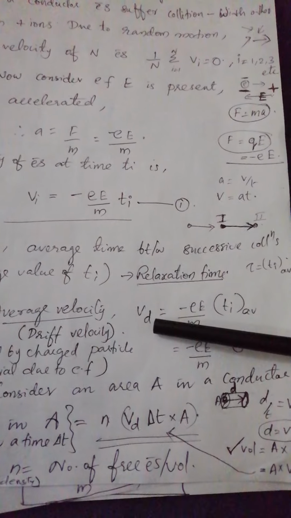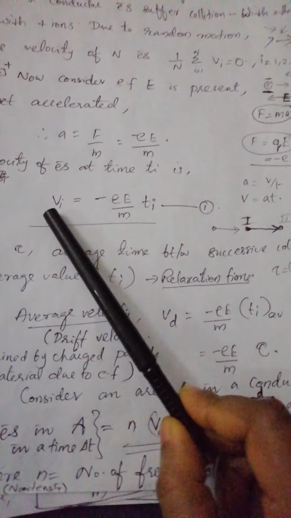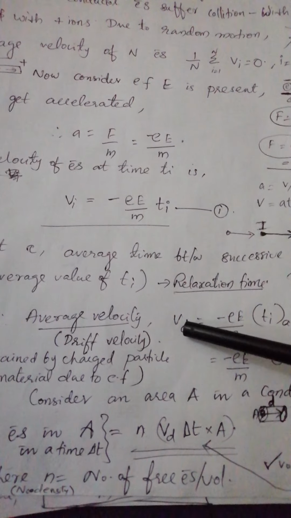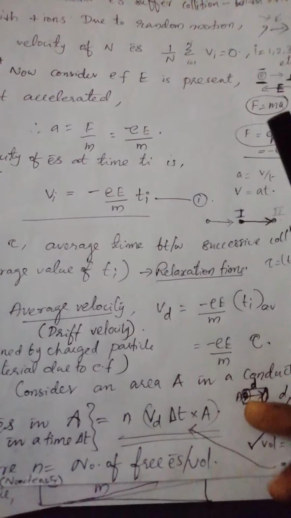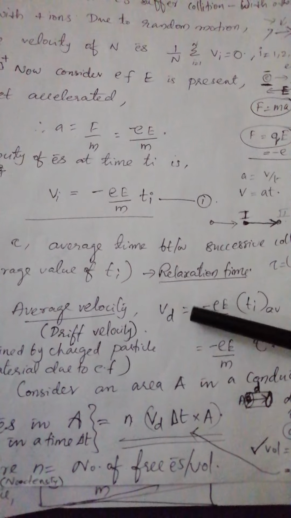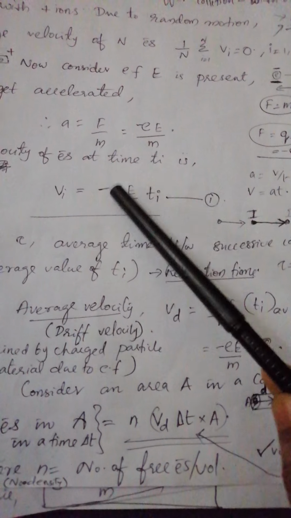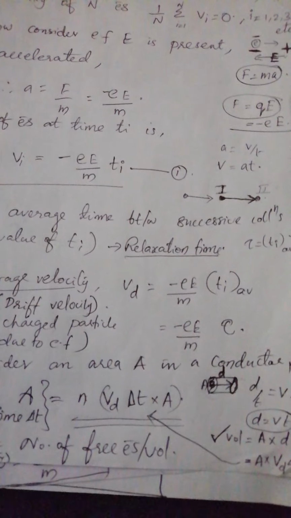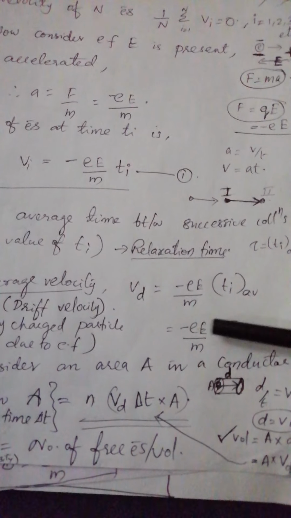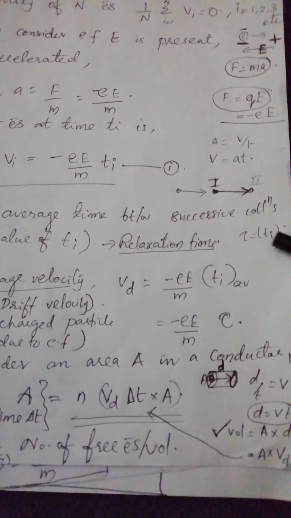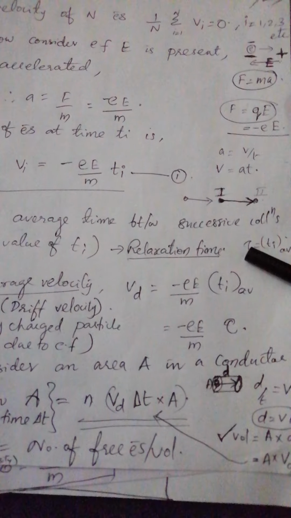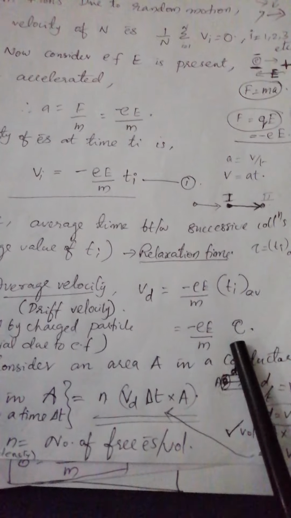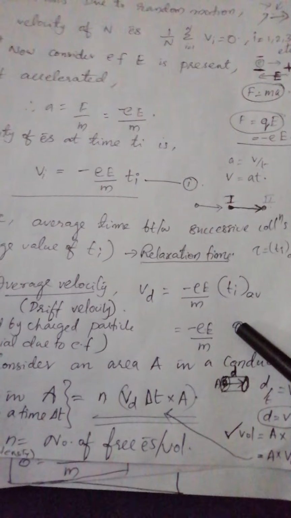So Vd, drift velocity, is the average value of velocity between successive collisions. Vd is equal to minus Ee by m into Ti average, and Ti average is actually the relaxation time, the average time between successive collisions, that is tau. Just we are applying this here.